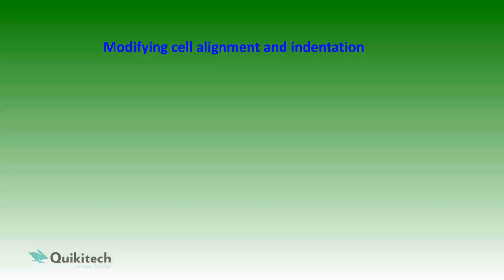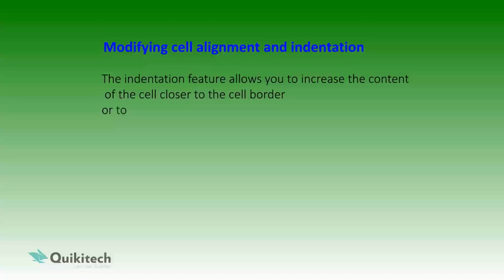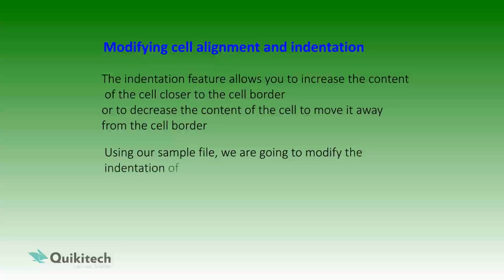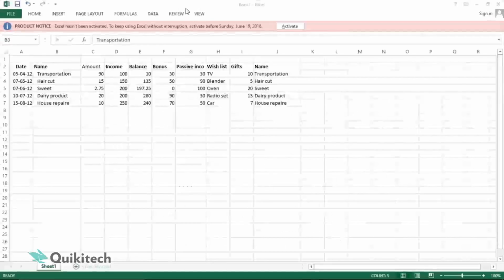Modifying cell alignment and indentation. The indentation feature allows you to increase the content of the cell, moving it closer to the cell border, or to decrease the content of the cell and move it away from the cell border. Using our sample file, we are going to modify the indentation of the content of column B, Name. To do that, follow these steps.